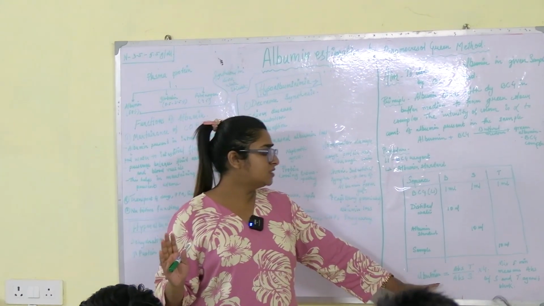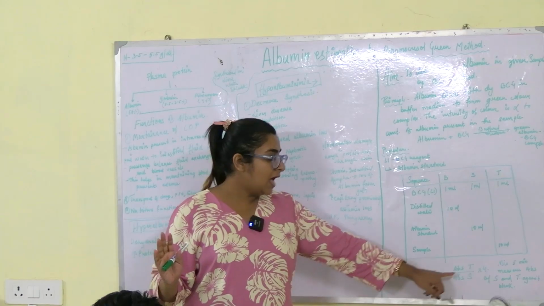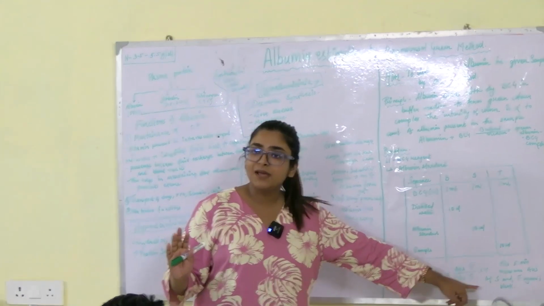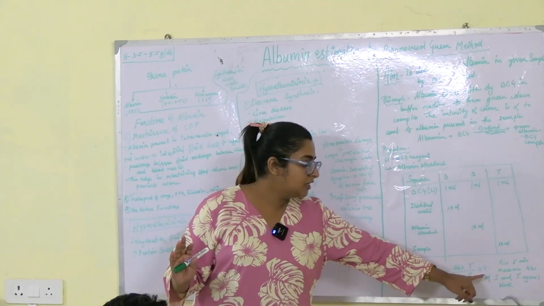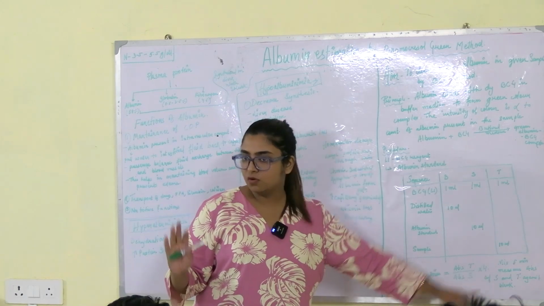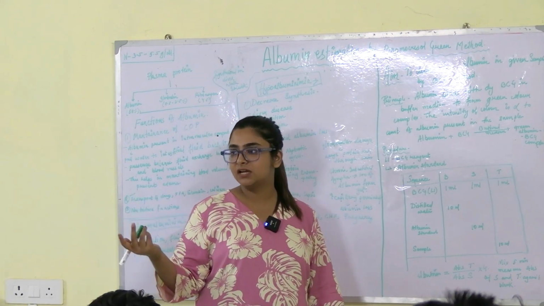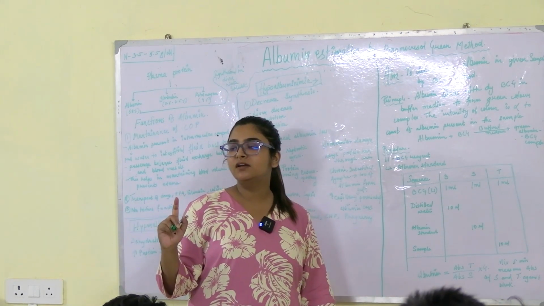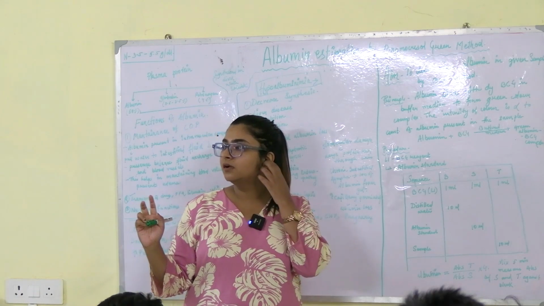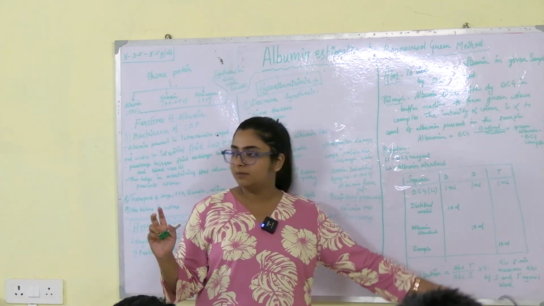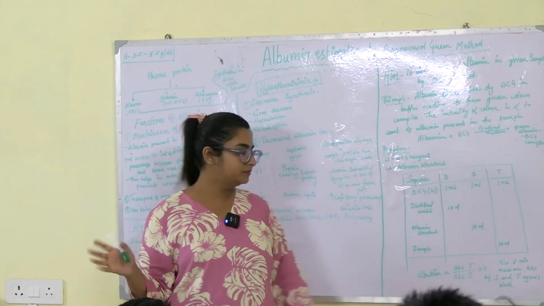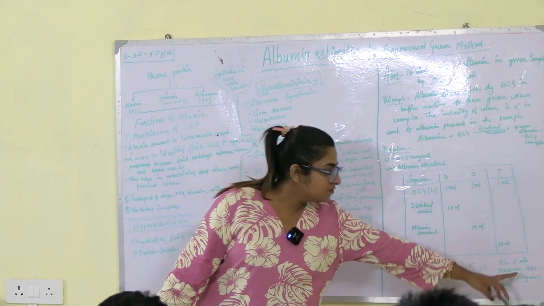Now serum albumin equals the absorbance of the test divided by the absorbance of the standard, multiplied by 4. Clear? This is a simple calculation. In the calcium one, what did you do? Multiplied by 10, you remember? But in the albumin one, multiplied by 4. Simple? Okay.